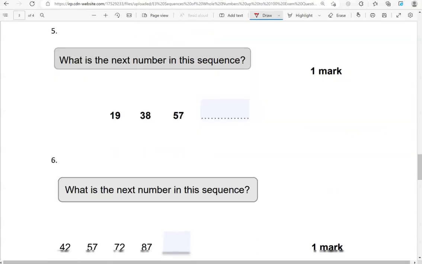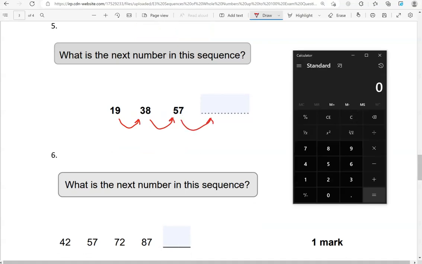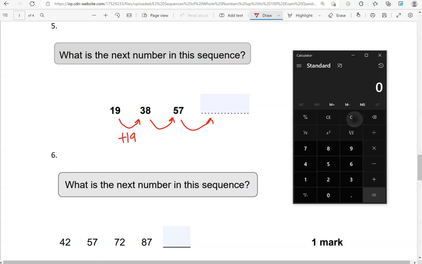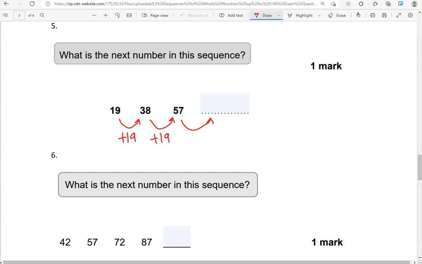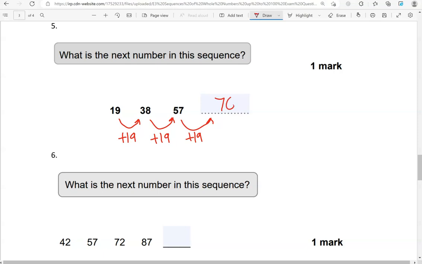What is the next number in this sequence? So 38 take away 19 gives us 19. 57 take away 38 gives us 19. So we'll add 19 to 57 as well to find the next number. And that is 76.